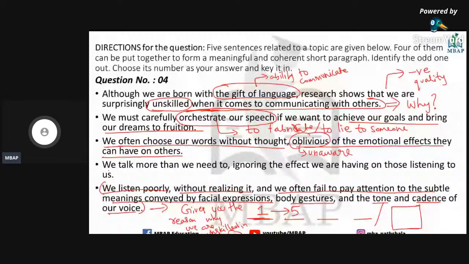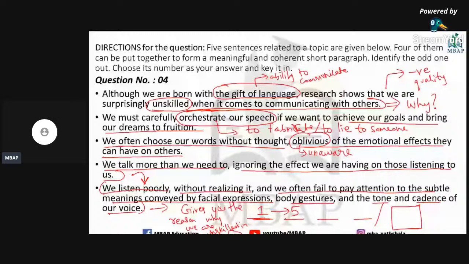And then sentence 4 says, we talk more than we need to, ignoring the effect we are having on those listening to us. And don't you think so, guys, that sentence 4 actually justifies sentence 5? Yes or no? Quick reply on that. Sentence 5 says we listen poorly. That is why we are not good at communicating with others. And sentence 4, if you observe carefully, says we talk more than we need to, and that is why we don't understand what effect it has on the people listening to us.